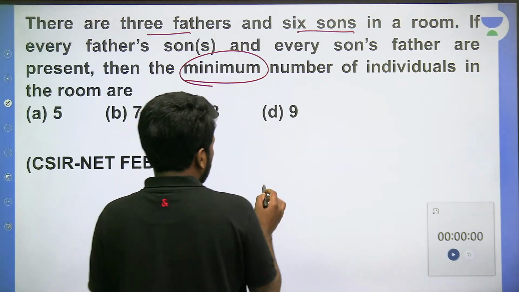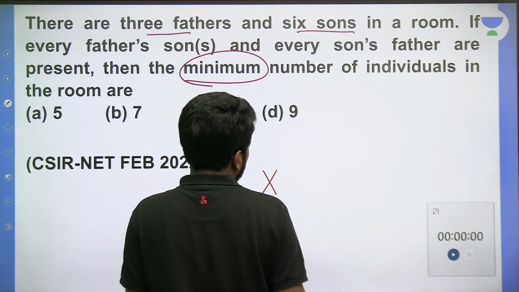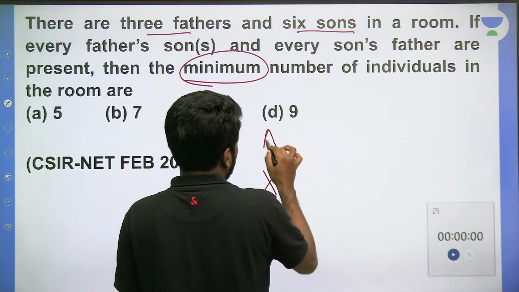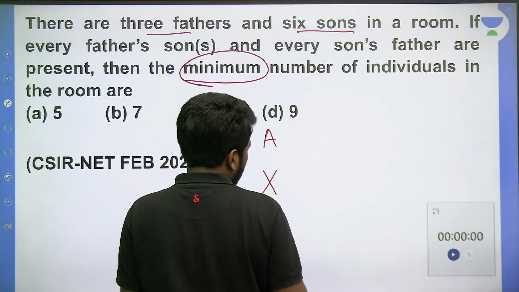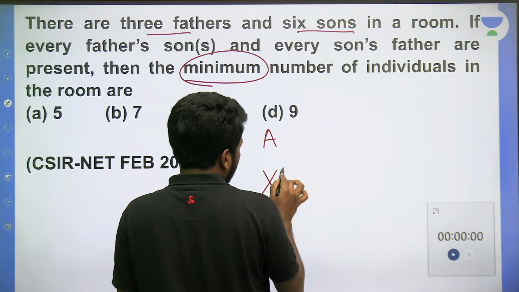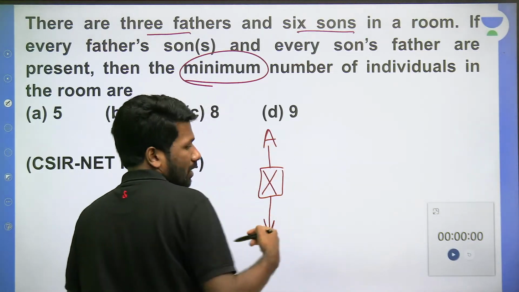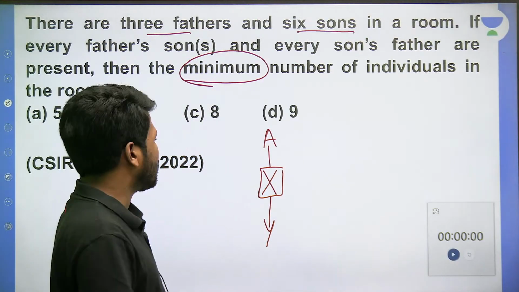So if I consider a person X, that X can be the son of, say, A and the father of, say, Y. That means he is counted as a father also, and he is counted as a son also, as his father and son are present there. Are you understanding?